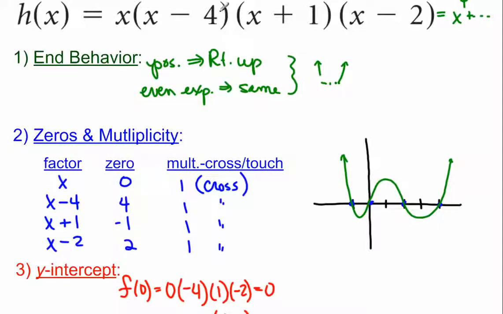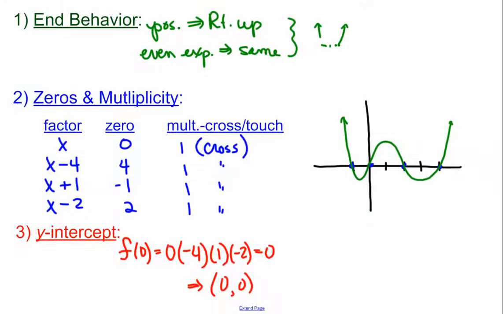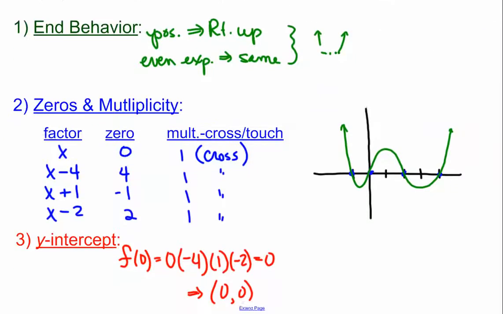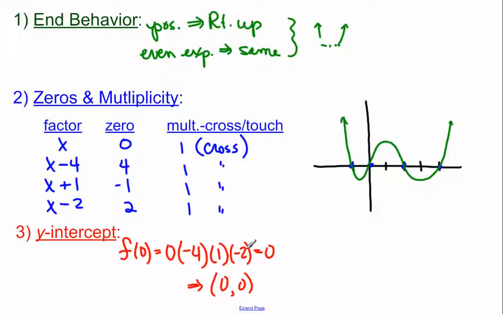If you plug in a 0 here and work it out, hey, be careful. Let me show you here real quick. Back up. If I put 0 in here, that's obviously 0, but then this is going to be a negative 4, this is going to be a 1, this is going to be a negative 2. And when you multiply that all out, well, yep, you multiply by 0, so you do get a 0. All right, so 0, 0 would be our y-intercept as well as an x-intercept.